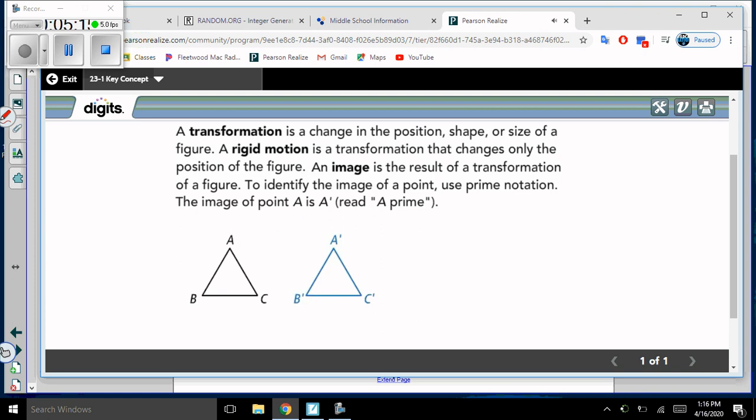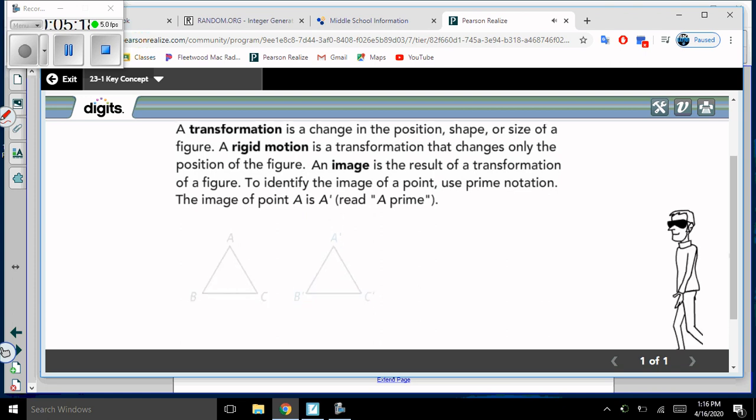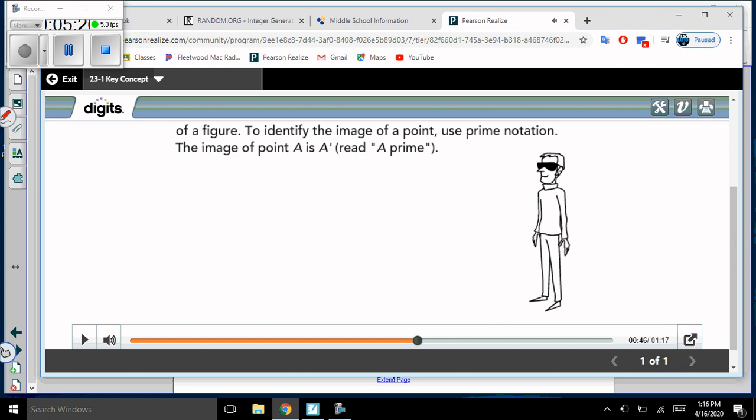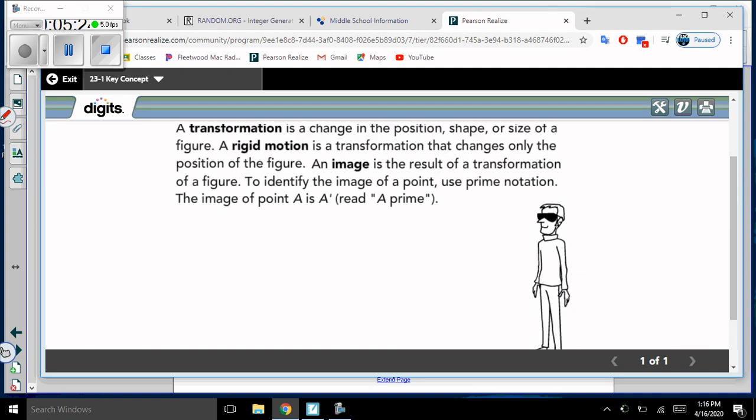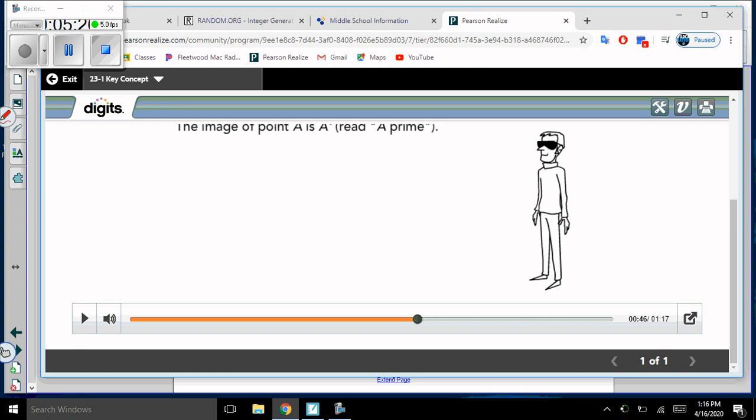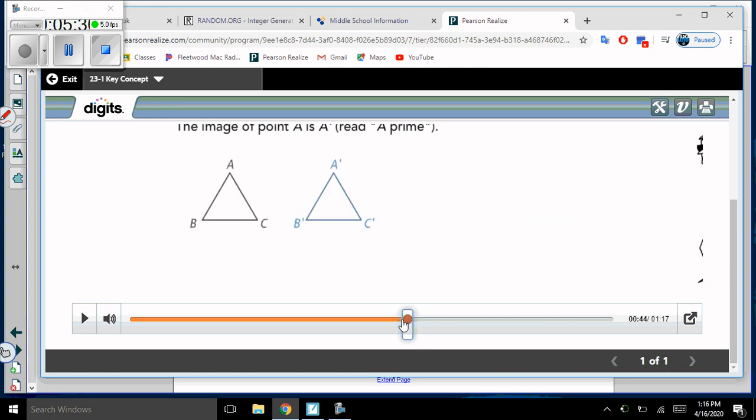The image of point A is A prime. All right, so I wanted you to take a look at that. In that particular picture, if we scoot this back just a little bit, we will see what they're talking about. And again, this is all that notation. You're going to have to pay attention to detail here a little bit.